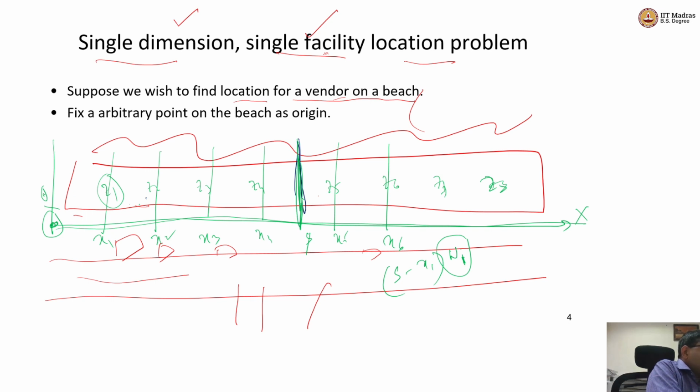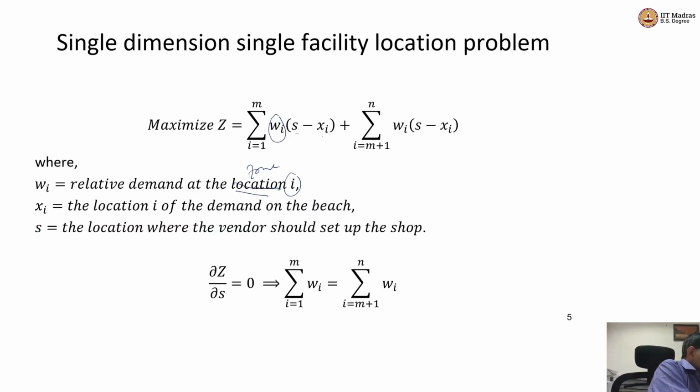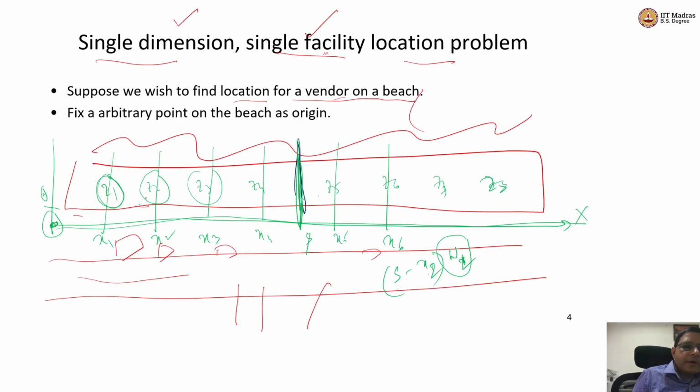So what is the weighted distance then? (s − x1) multiplied by w1 is the weighted distance of all the people traveling from zone 1 to your facility. Similarly, (s − x2) w2 is the weighted distance from zone 2, right? (s − x3) into w3 is the weighted distance. So all the way up to here, up to zone 4.